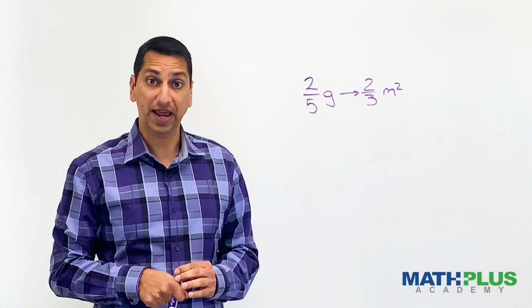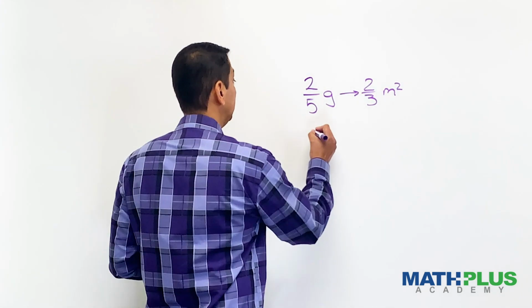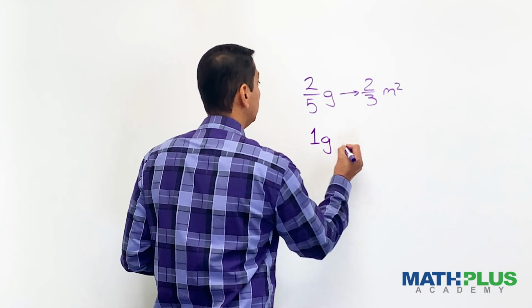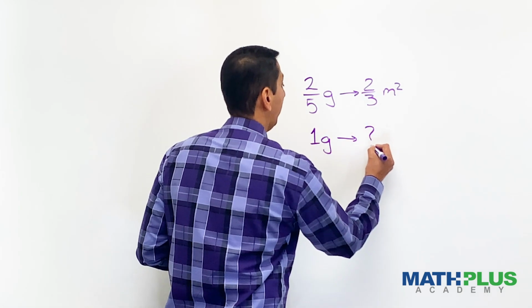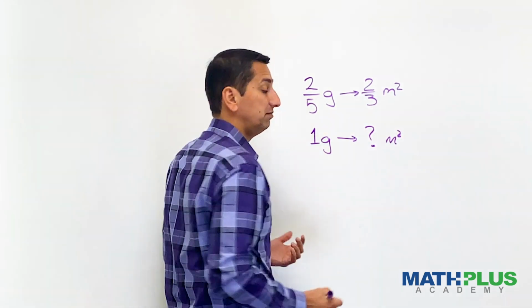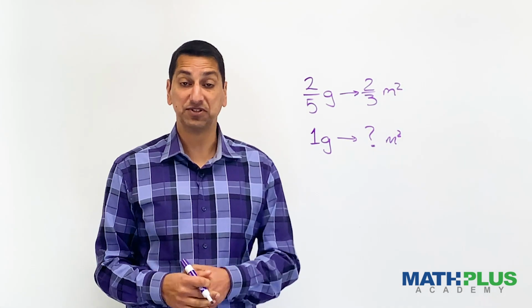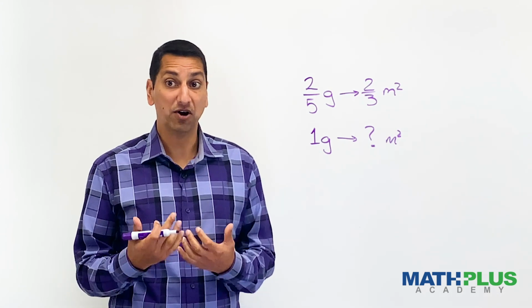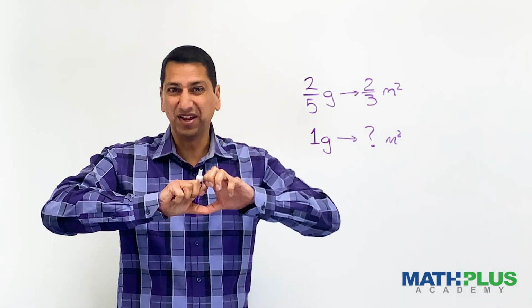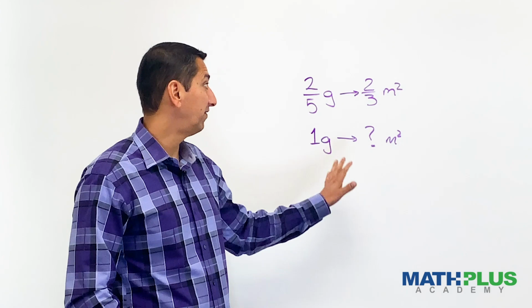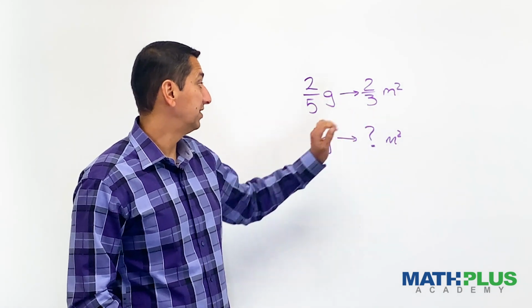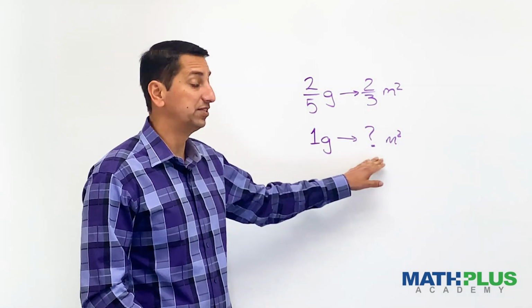Now, what is the question asking me? It's saying, hey, look, if you have 1 gallon, then how many square meters can you paint? So this is my simple representation of just restating the problem in my own way. It's all there. All the noisy words have been taken out. I can just focus on this turns into that, and then I want to know if this turns into what.